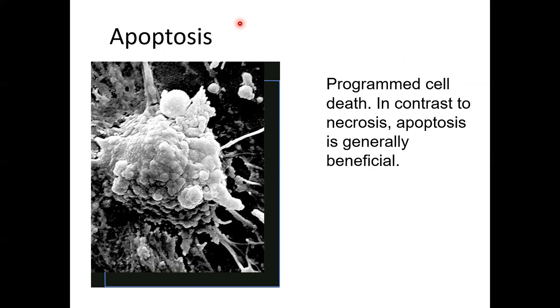For development, apoptosis is essential. In utero, during part of your development, you've got webbed fingers, the webbing in between the fingers. The cells of that tissue undergo apoptosis, programmed cellular death. They're supposed to die.